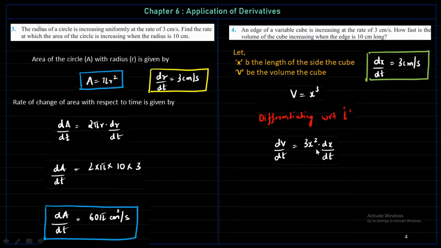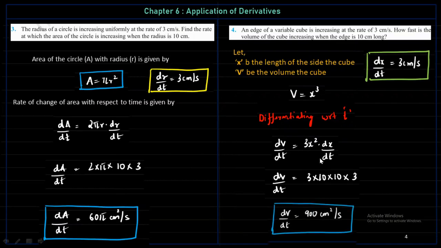So I will differentiate x first. I will be getting 3x raised to the power of 2. Multiply that with dx over dt. Right now, from here, I already know the value of dx over dt. That one I can plug in over here, and the value of x can be taken as 10. And the final answer is going to be 3 multiplied by x square, 10 multiplied by 10 multiplied by 3. 3 multiplied by 3 is 9. 9 multiplied by 100. It is going to be 900 centimeter square, right?